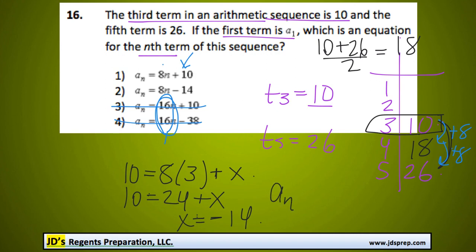So that means our equation is a sub n is equal to 8 times n minus 14, because that's the value of our constant there. And we can see that as option number 2.